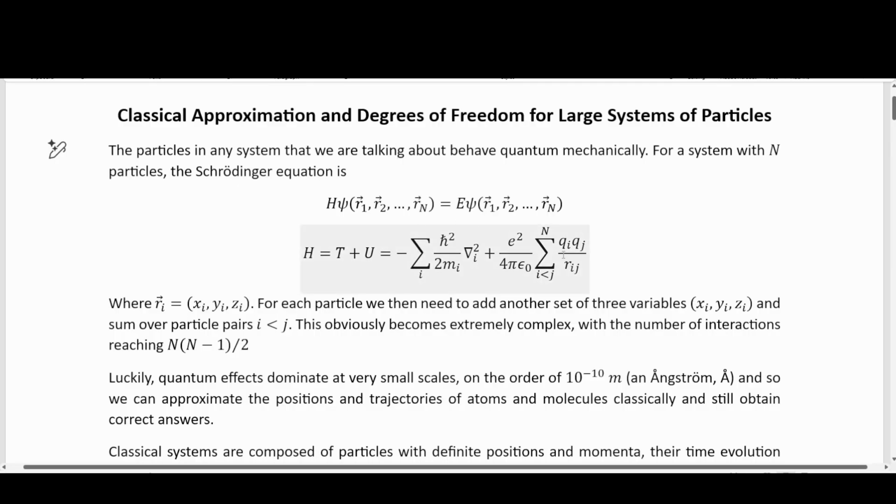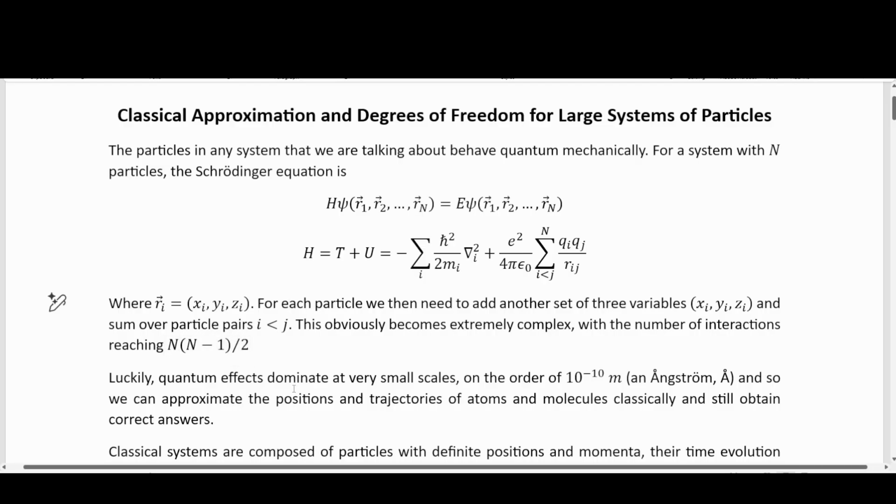Where here in our potential energy term, we have this r_ij, where that is the distance between particle i and particle j, where particle i will have some position in three-dimensional space. For each particle, we then need to add another set of variables and then sum over the particle pairs. This obviously becomes extremely complex with the number of interactions going to n times (n minus 1) over 2, where we can see that if n is something on the order of Avogadro's number, this becomes quite large indeed.